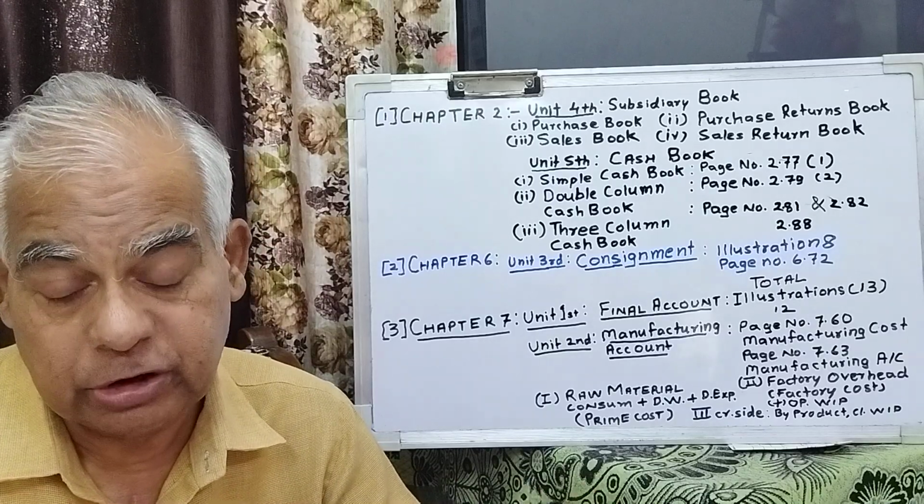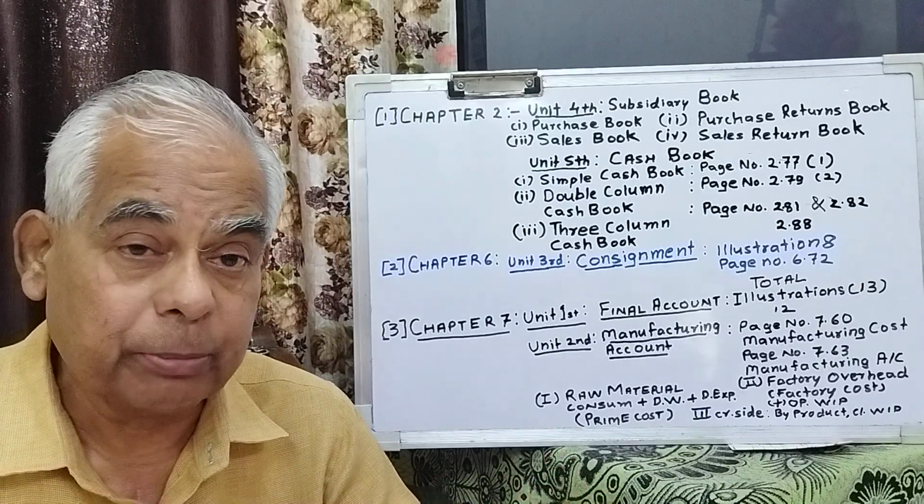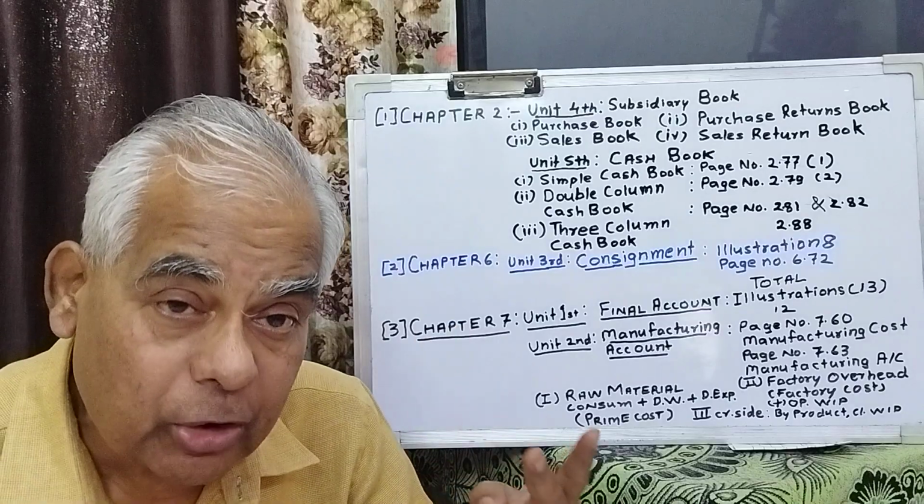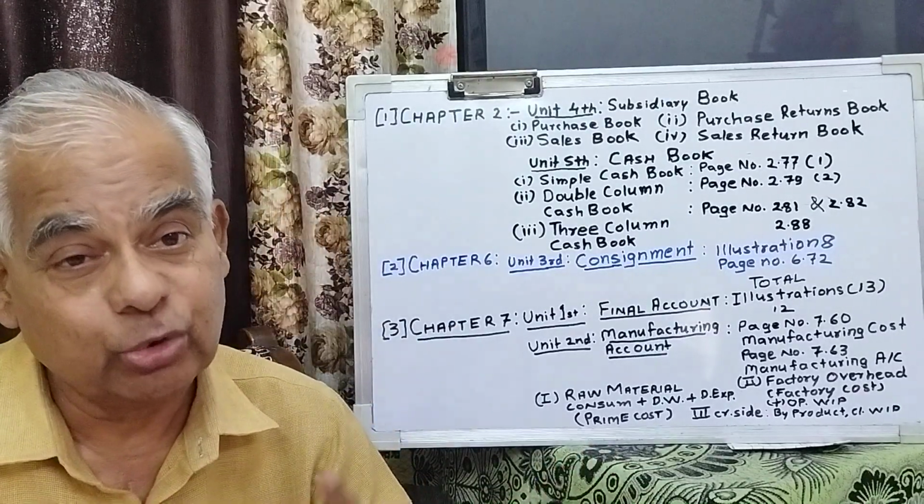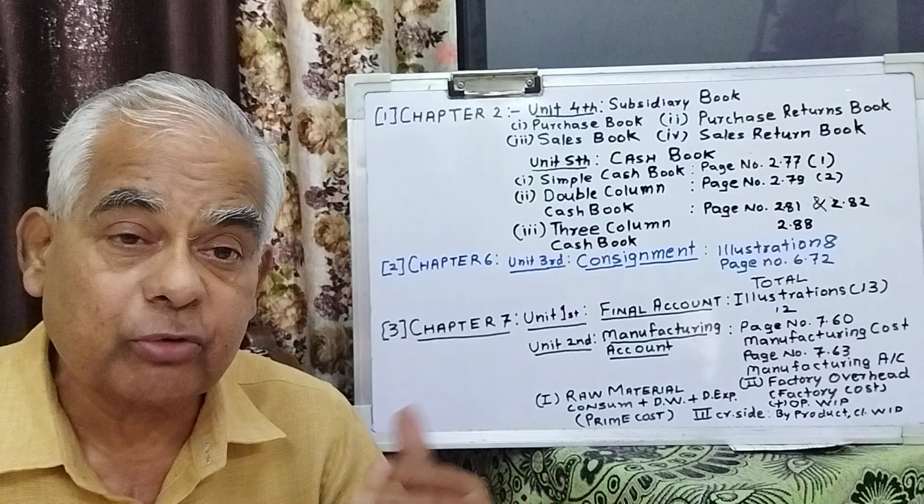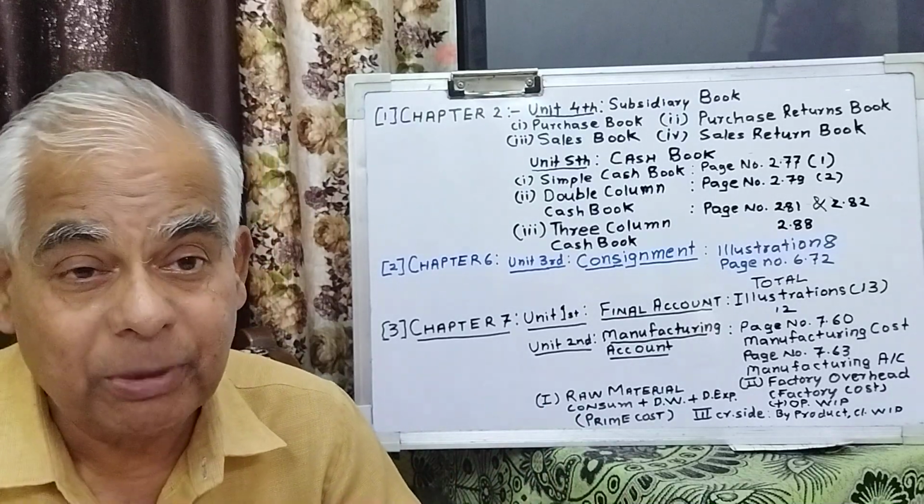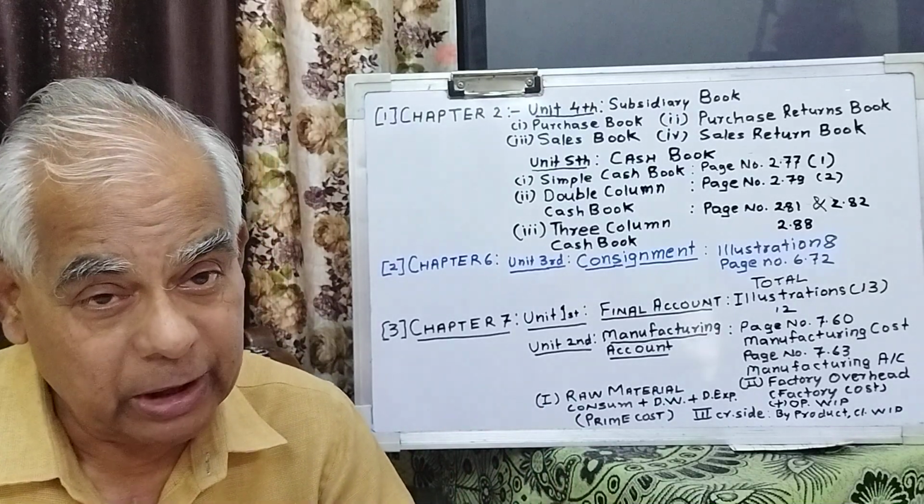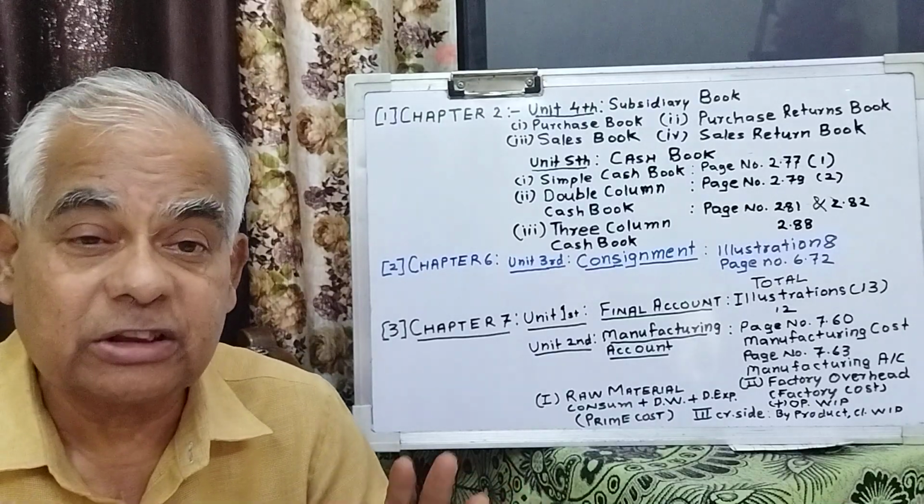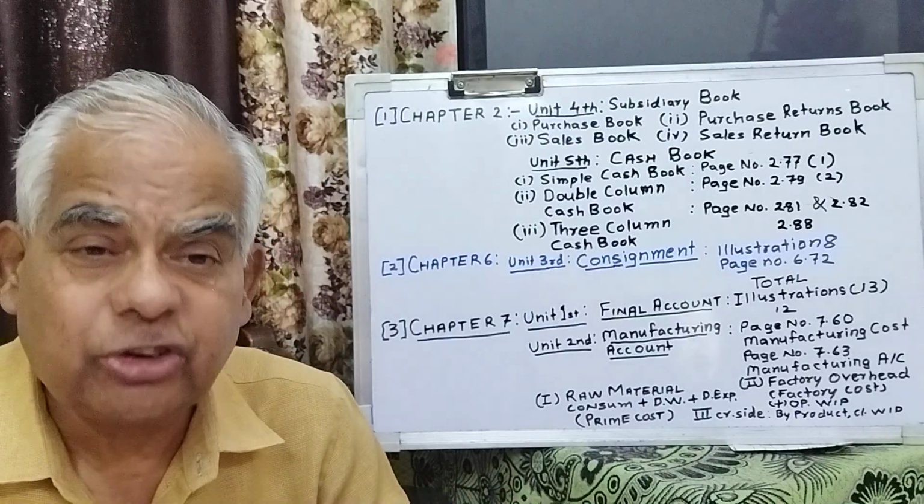Again I am going to repeat that when we deposit the amount into the bank, the entry is bank account debit to cash. When we withdraw the amount from the bank for official purpose, business purpose, cash account debit to bank. These are the two entries that are nothing but the contra entry.